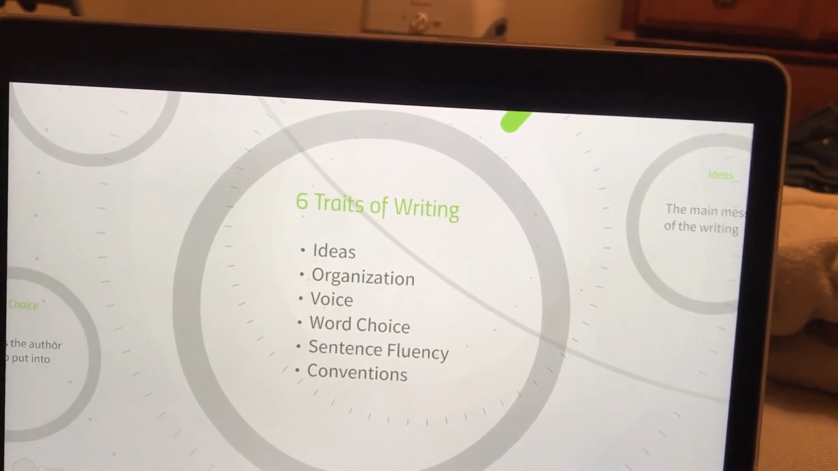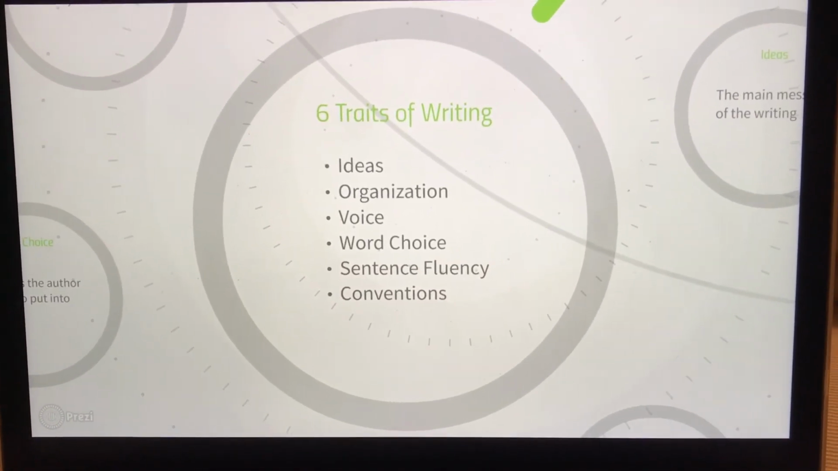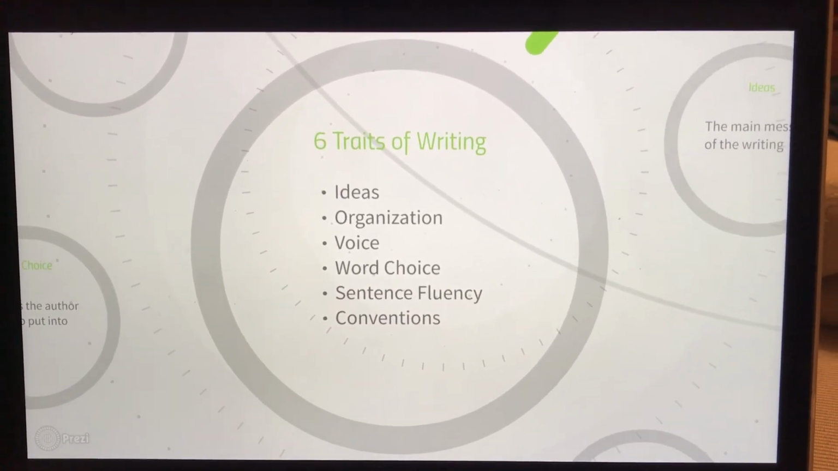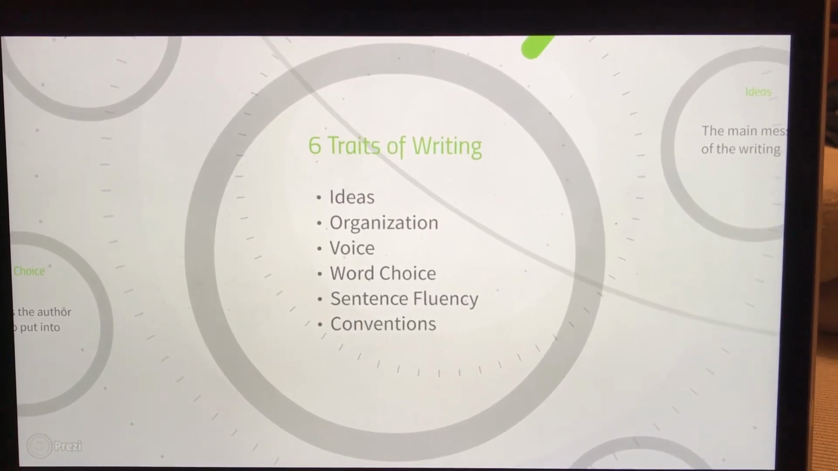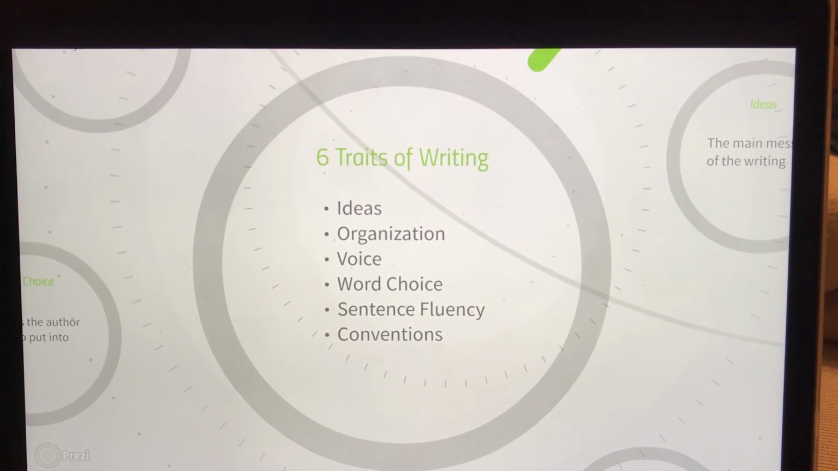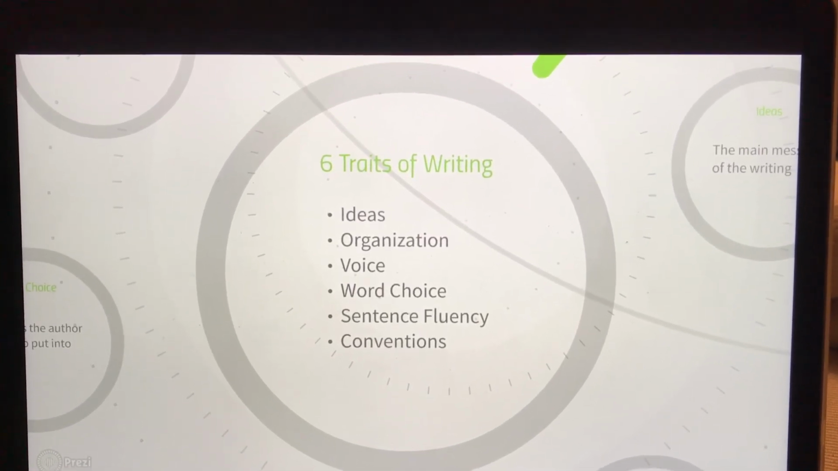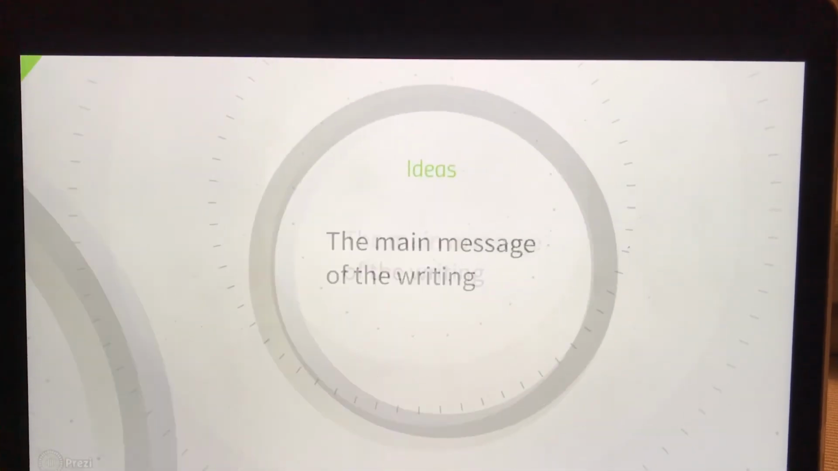The last fundamental of writing is the 6 traits of writing. These are the pieces that are needed in a piece of writing to make it a successful piece and bring the audience into your work. These traits include ideas, organization, voice, word choice, sentence fluency, and conventions.